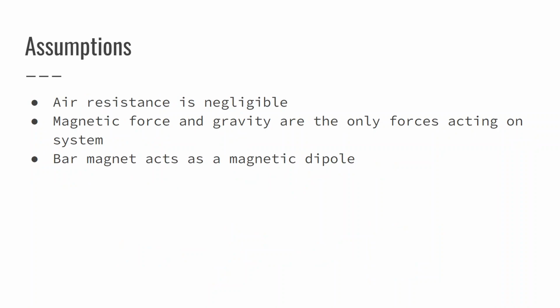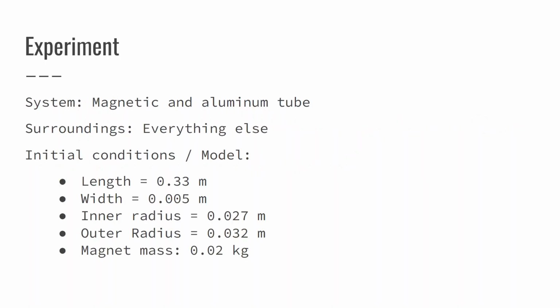So in order to do this lab, we first have to make some assumptions. We have to assume that air resistance is negligible, which just simplifies our force calculations. This is also related to the second part, which is that magnetic force and gravity are the only forces acting on the system, just so that we can make them equal to each other and then solve. And then the bar acts as a magnetic dipole in order to simplify these calculations using the Biot-Savart law as shown before.